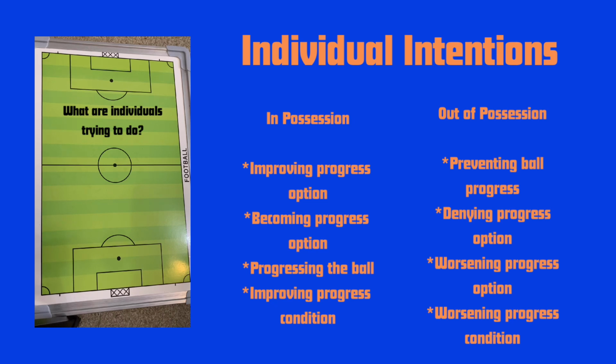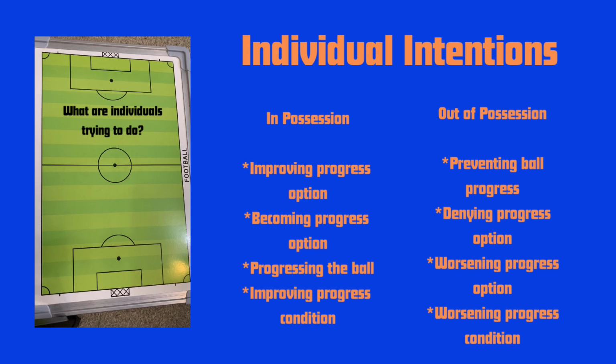Second option is becoming a progress option. So you're looking to be the player that's trying to receive the ball to keep the play going forwards. Third option is you're the player on the ball and you're looking to progress it. So you're looking to move it forwards by either passing to a teammate or taking it yourself.